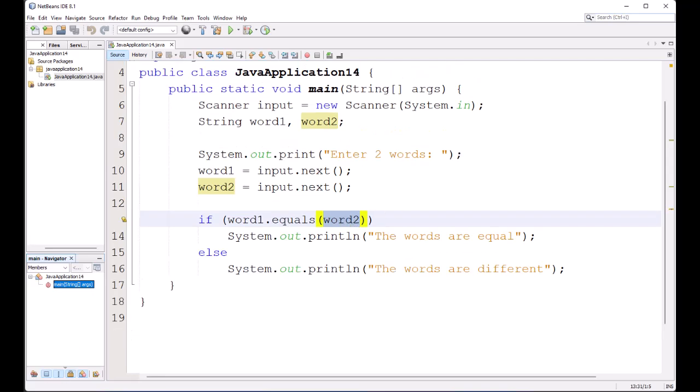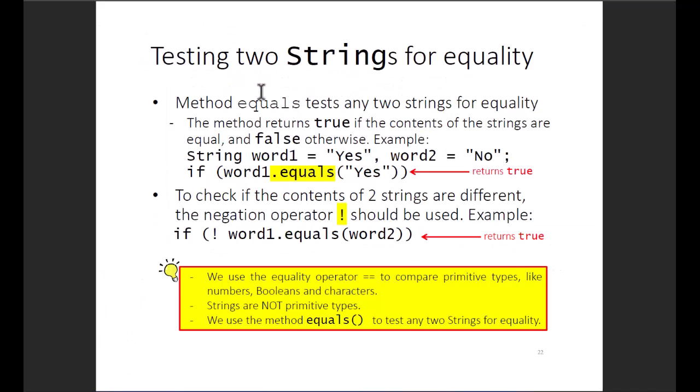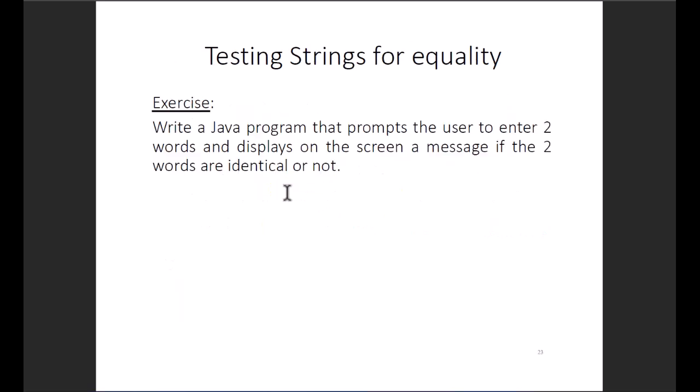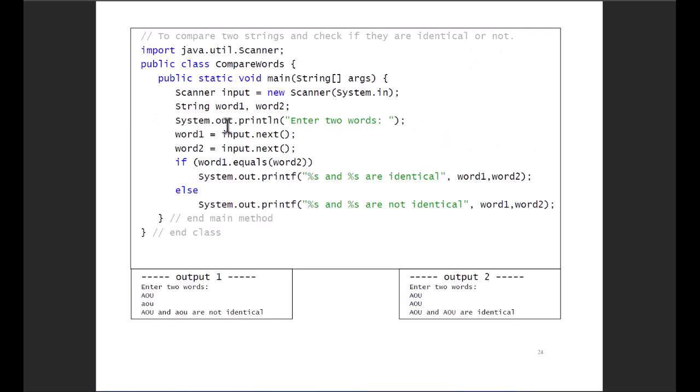Now let me go back to the slides. With a string comparison, use the dot equals. And there is an example, the one I did. And be careful that we are taking them as input. You cannot test the literals. Alright, be careful when you test the literals. It's a little bit confusing. Try to rewrite it using printf and %s. This should tell you whether they are identical or not.